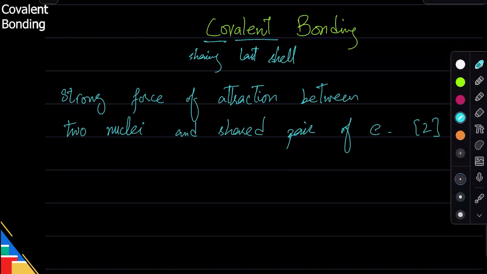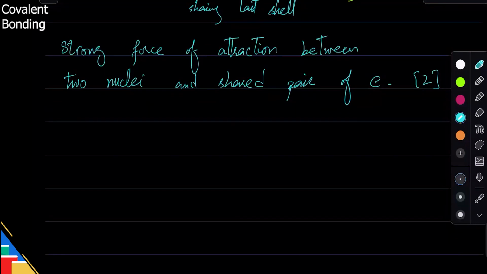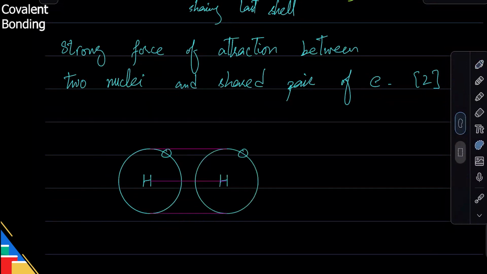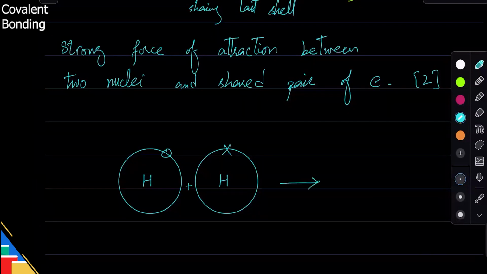Okay, so let's take a simple example of a hydrogen atom. A hydrogen atom has one electron in the last shell. So one electron, and there's another atom just like this one. So I'm going to copy this one. Okay, so I have two atoms. I'm going to use a cross just to show which is the different atom. Now I share them. So what will happen?